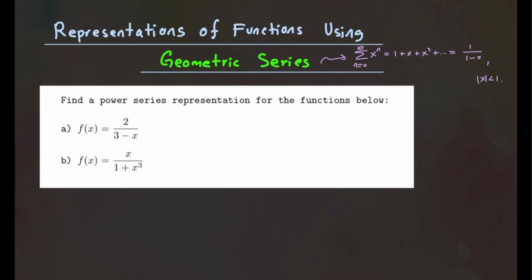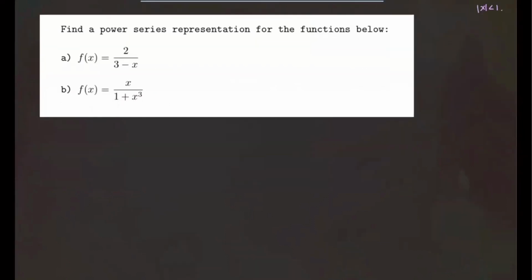So our goal is to represent these two functions right here in this particular form so that we know how to write it as a closed formula. So let's go ahead and do that. So for the first one, A, we want to manipulate this formula so that it looks like this. We want 1 over 1 minus x. That's what we want. So let's see how we can do that.